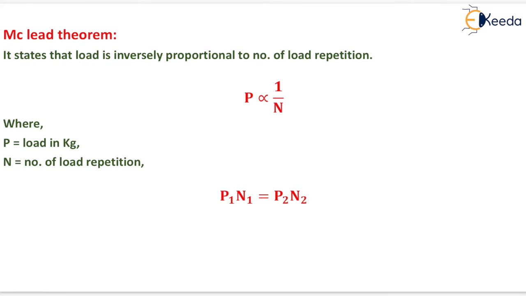The next theorem is the McLeod theorem. It states that load is inversely proportional to number of load repetitions, that is P is inversely proportional to N, which is shown here, where P is the load in kg and N is the number of load repetitions. So P1 N1 is equal to P2 N2.